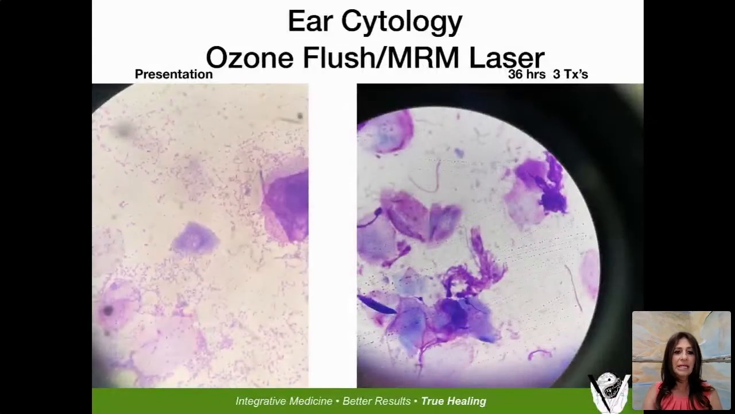This is an ear cytology, and I don't know if you can appreciate this, but all of this debris out here is bacteria. This was a 5+ rods in this dog. This is 36 hours later, no bacteria present. We did not use any topical medications that we sent home with the owner. We did ozone flush 2 days in a row and laser 2 days in a row, and the infection was gone.